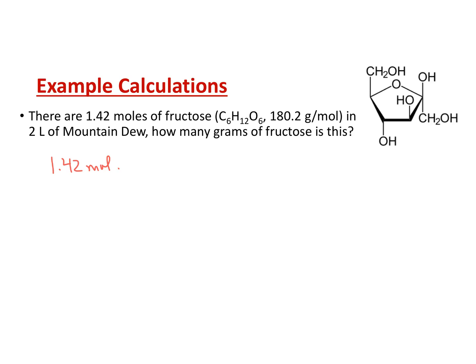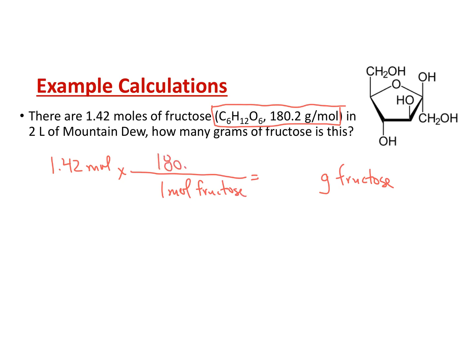1.42 moles. I want to multiply that number by something that gives me grams of fructose. So I want to cancel out moles, and I'm going to be left with grams of fructose. Well, I know from the molecular weight that in 1 mole of fructose, I would need to have 180.2 grams of fructose. So again, I multiply, and I'll see that moles cancel out, and I'm going to be left with units of grams of fructose. That's good. That's what we're looking for. Approximately 256 grams of fructose.